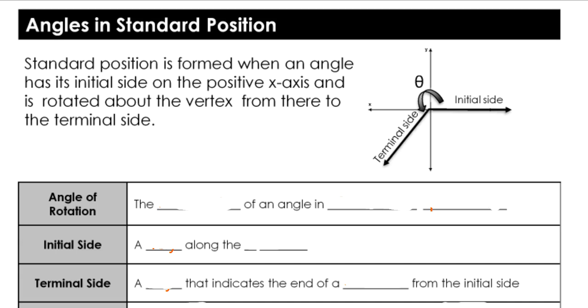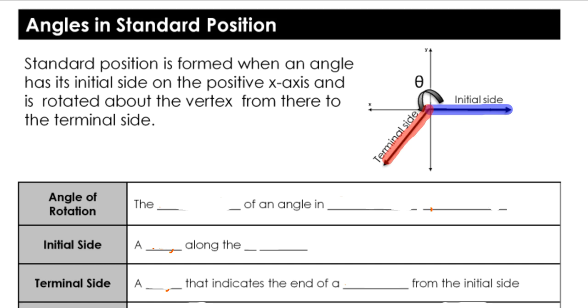So standard position is when an angle has its initial side on the positive x-axis and is rotated about the vertex from there to the terminal side. So we start with our initial side here on the x-axis, on the positive side of the x-axis. We rotate that side around and it ends at what's called the terminal side. So let's dive a little more into that vocabulary.